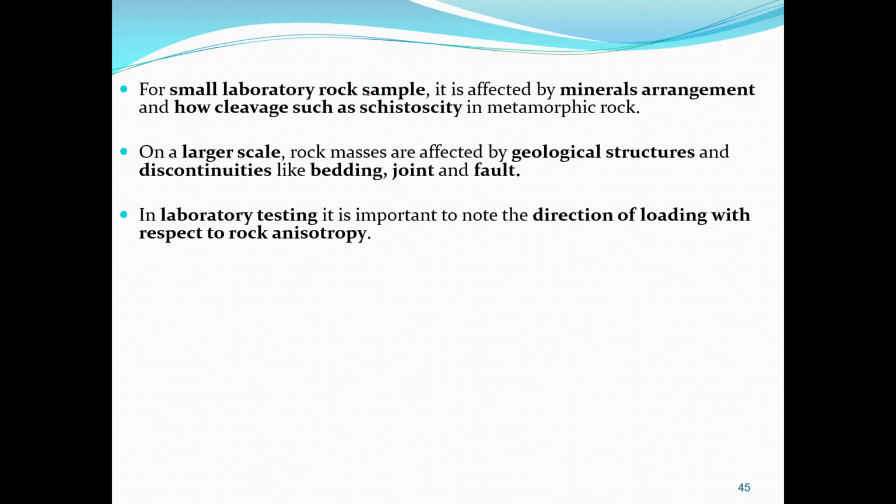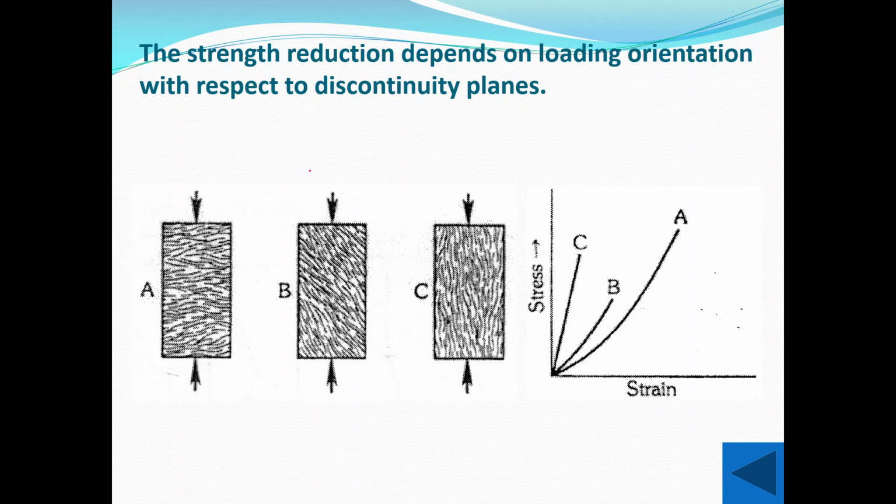For small laboratory samples, strength is affected by mineral arrangement. For large-scale rock mass, it is affected by geological structures, normally bedding planes, joints, or faults. In laboratory testing, it is important to note the direction. If we do this testing, we need to identify the loading direction relative to the discontinuities. For example, in this study, the strength reduction depends on the loading orientation with respect to the discontinuity plane.